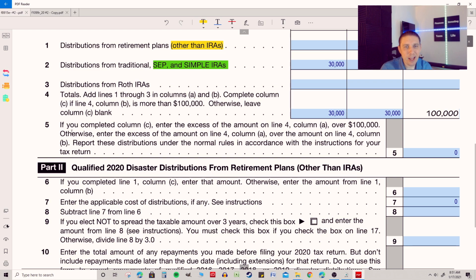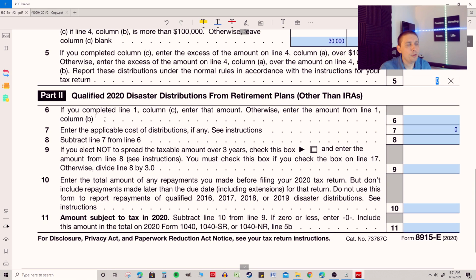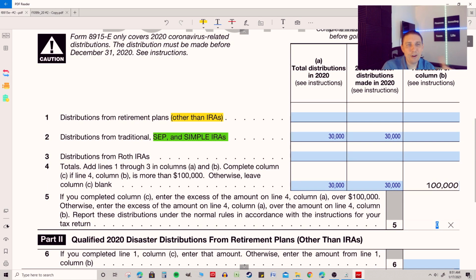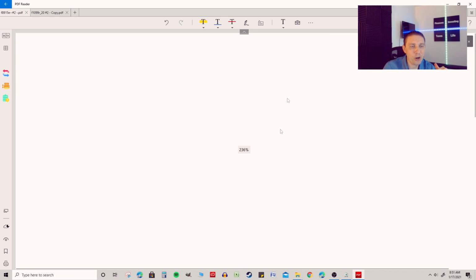We're going to come on down the line here. Line 5 is basically just going to be this minus this, which turns out to be 0 in our example. There's no difference between these two numbers, so that's why it's 0. Now moving down to part 2? Nope, we're not going to move down to part 2 because part 2 is only for retirement plans other than IRAs. Therefore, you're going to fill out part 1, and now you're going to skip right to part 3 on the next page.